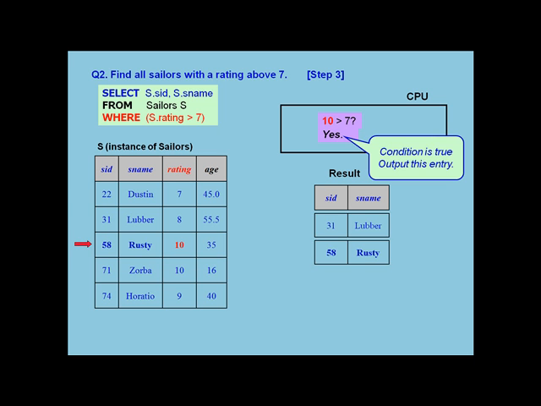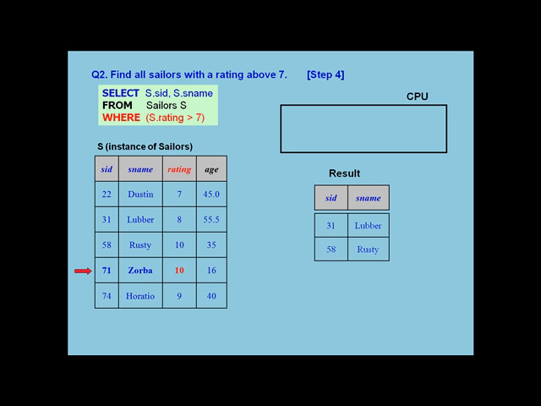Rusty. Zorba. The same. Yes. And now we add these rows in the result table. Horatio. 9 is his rating. And now, is the 9 more than 7? Yes. And now, Horatio is added in the result table. End of the algorithm.